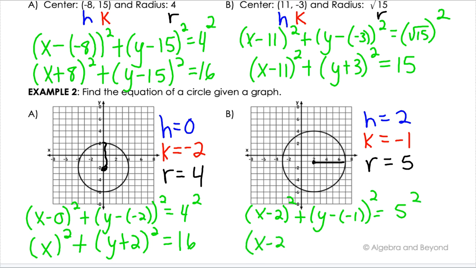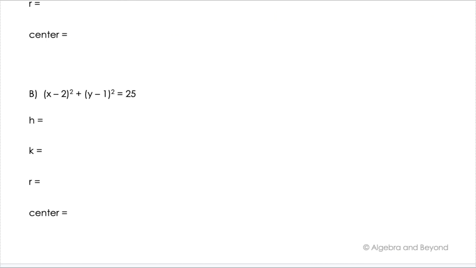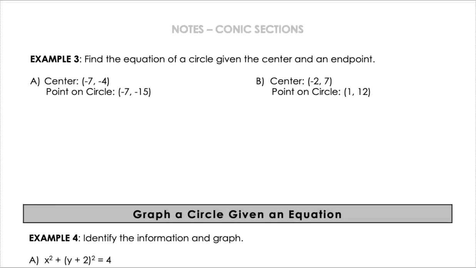Simplifying that, I would have x minus 2 squared plus y plus 1 squared, and that would equal 25, since 5 squared is 25. So now we've looked at writing the equations in a couple different ways. We're going to do one more set of examples with those here.